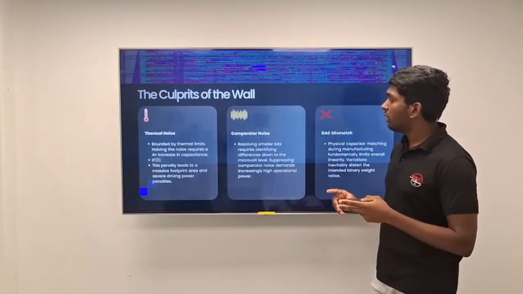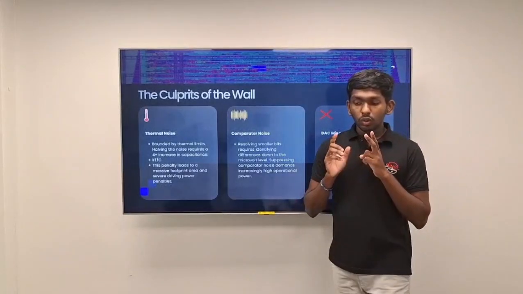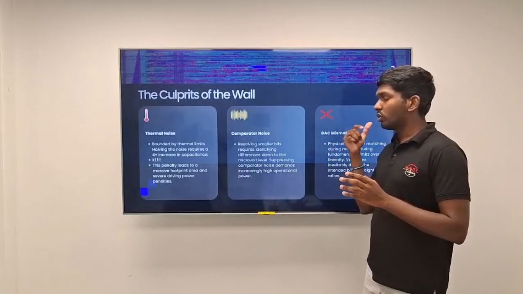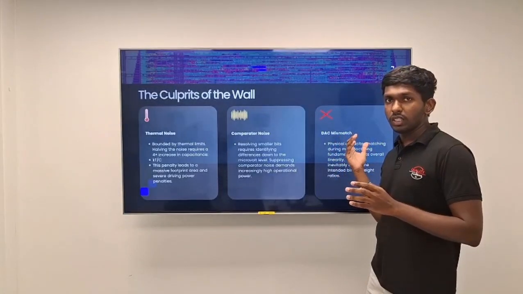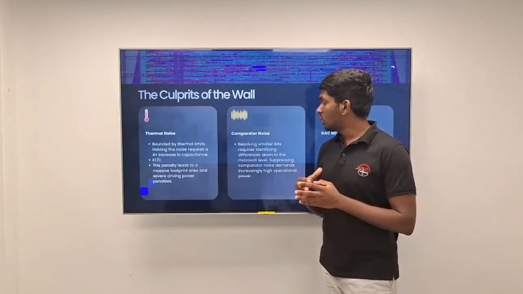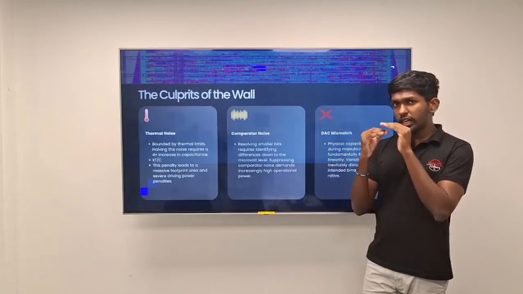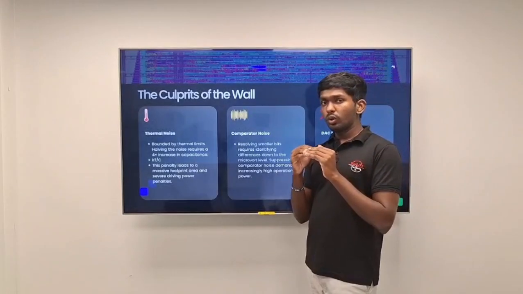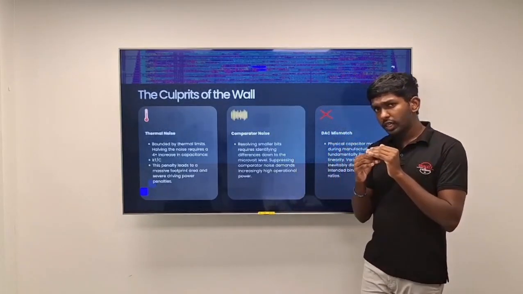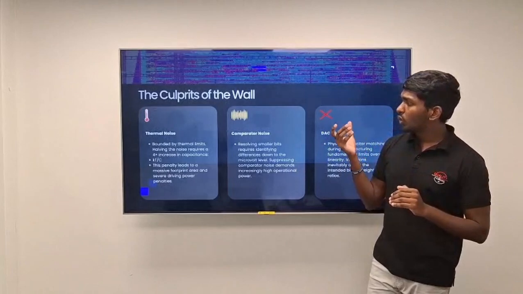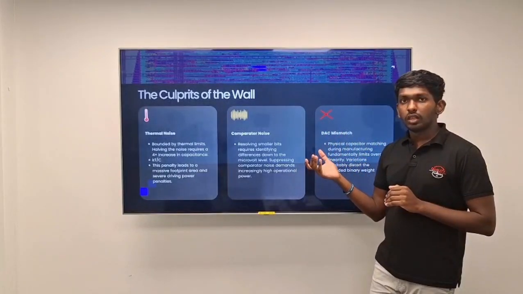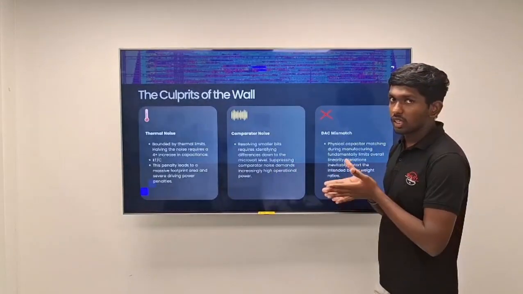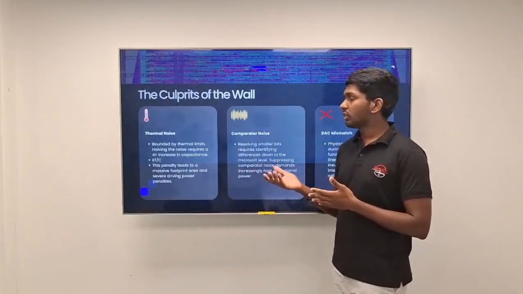The second one is comparator noise. To resolve those tiny bits, while we are going for 14 or 16 bits of effective number of bits, we really need to compare voltage differences that are in microvolt levels. So we really need to have low noise comparators. But those low noise comparators are very power hungry. So that's also not beneficial for our ADCs.